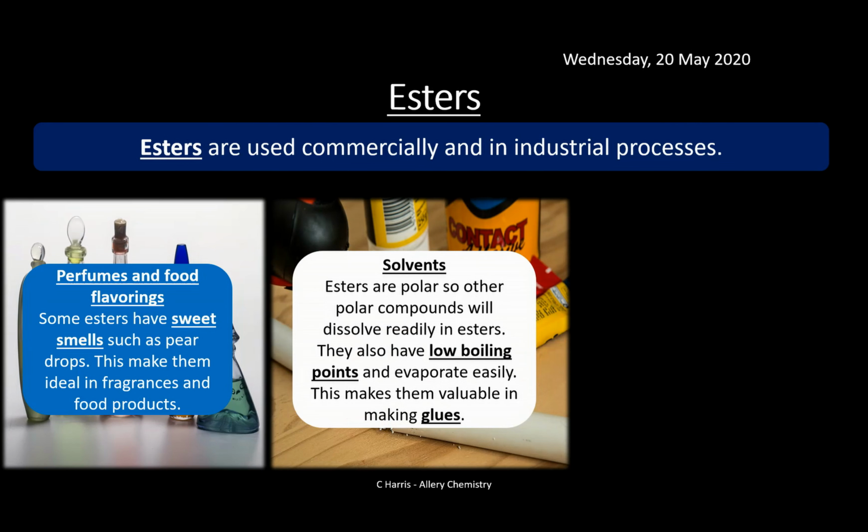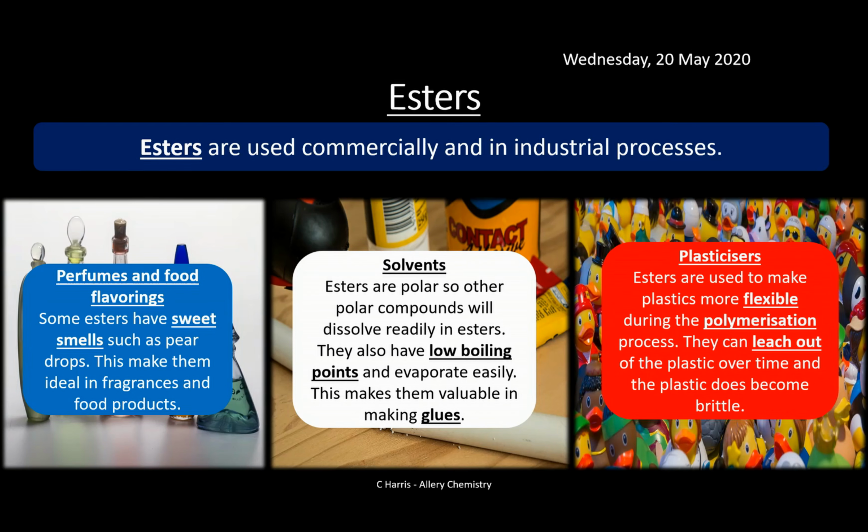So esters are polar, and so other polar compounds will dissolve readily in esters, such as water, for example. They have low boiling points, they evaporate easily. That's ideal for glues, for example. So if you put glue on a surface, you want it to be liquid, and then over time you want the solvent to evaporate, and that leaves behind a hardened resin that effectively sticks something together. So it's like a solid product that's left behind. So they are used a lot in glues, and they're also used in plasticizers as well.